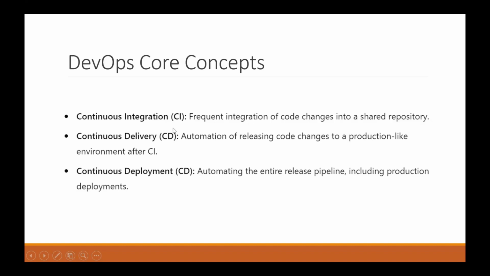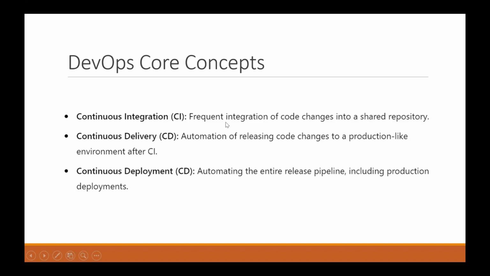Continuous integration is nothing but developing your code, building your code, and running the test cases. You can say it is the frequent integration of code changes into a shared repository. Suppose I am a developer. I will make a change. I will create one feature branch from my main branch, make my change on that feature branch, create a pull request, and merge that to my main branch.